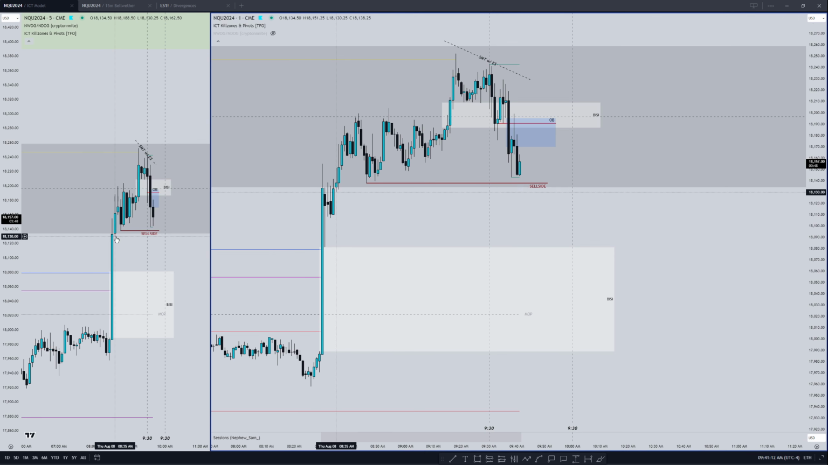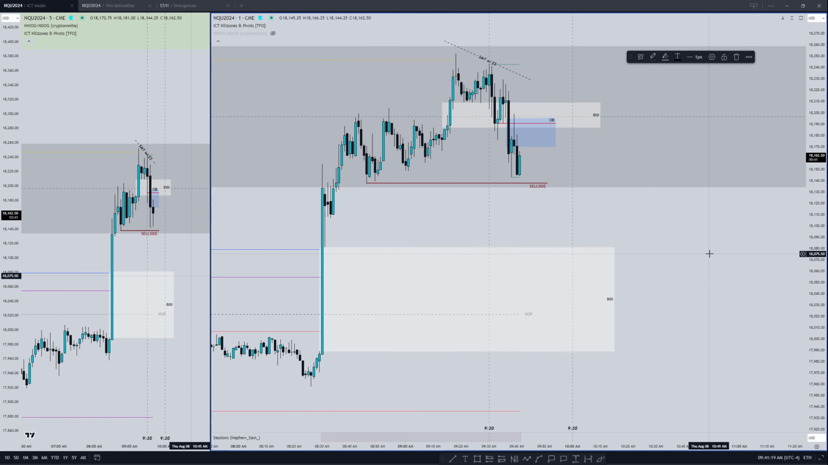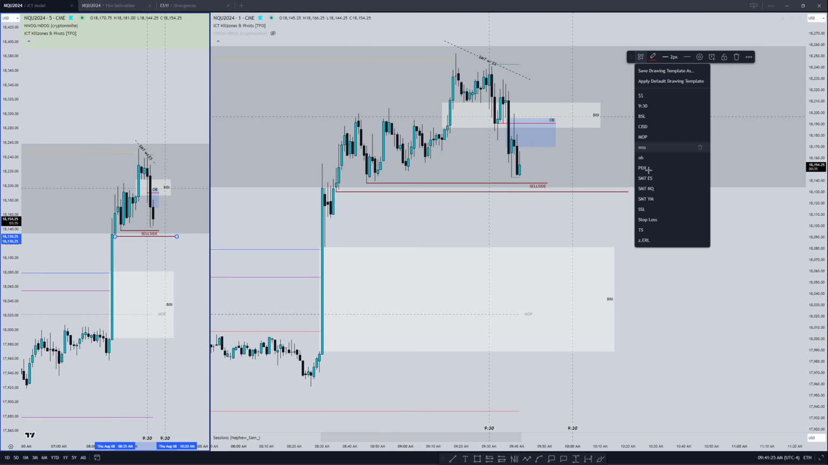Also notice the 5-minute inefficiency starts here. So if you wanted to drag this to here, that wouldn't be a bad idea. I'm just going to put a line here.